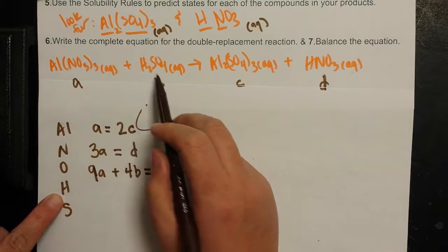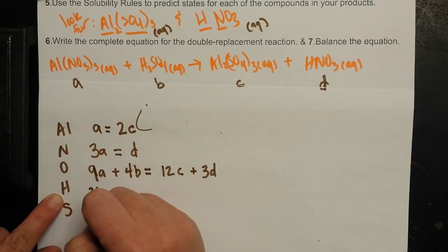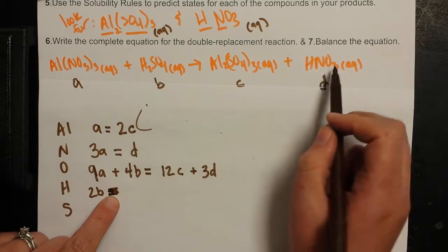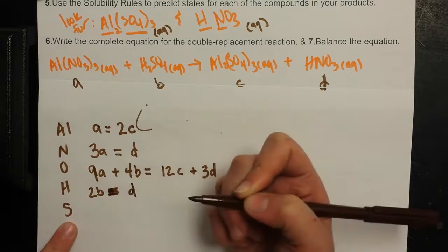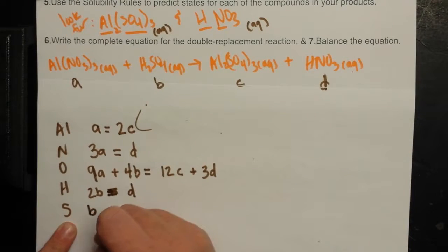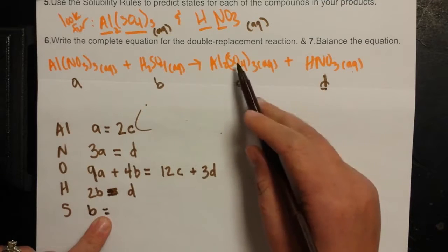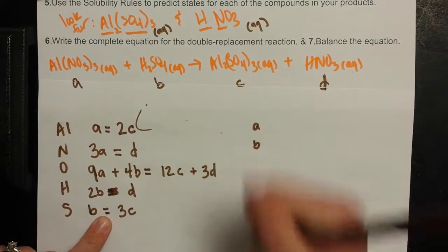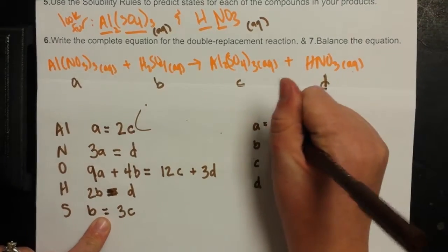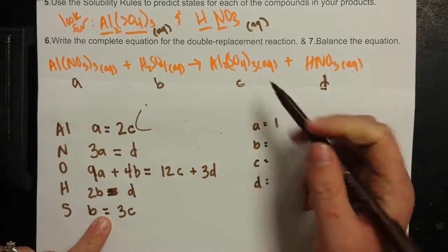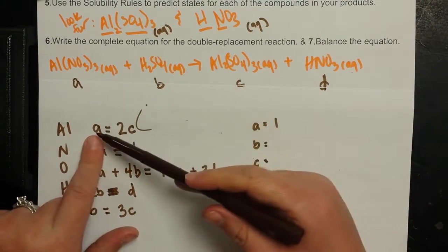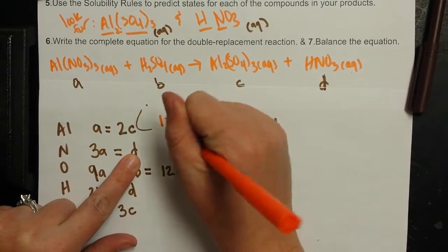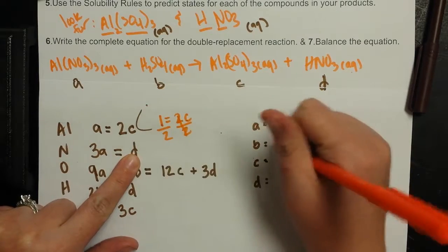Okay. For hydrogen, we've got 2 times the value of B, equals, over here, 1 times the value of D. And for sulfur, we've got 1 times the value of B, which needs to equal 3 times the value of C. Okay, if we do A, B, C, and D, let's set A equal to 1, all right, we'll see if A is 1, so 1 is equal to 2 times C. If you divide both sides by 2, you get C is equal to 1/2.